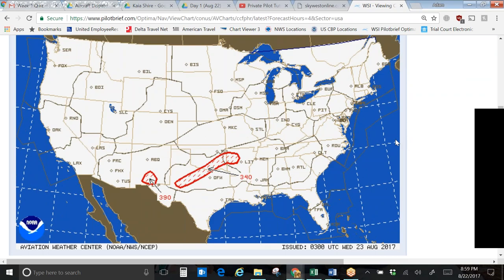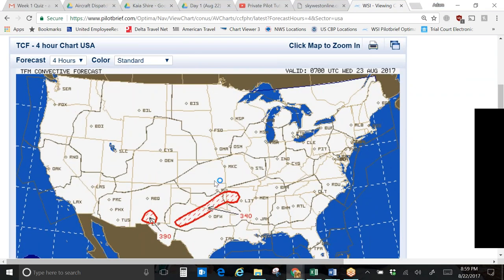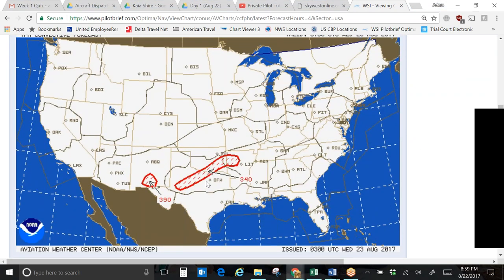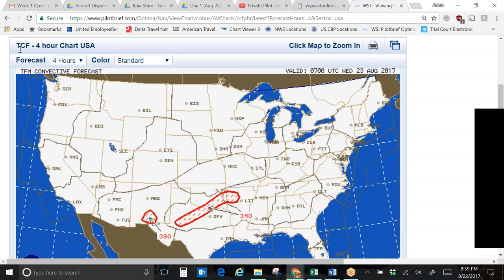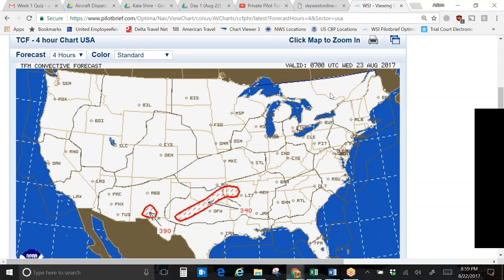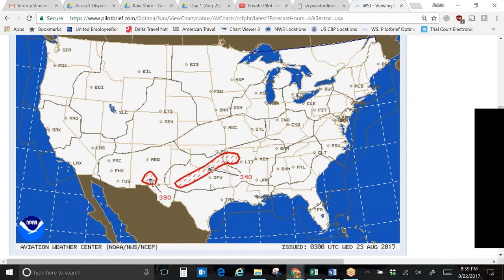Okay, see this right here? This is probably one of the most useful charts that you'll use as a dispatcher. This is called the TCF chart, which stands for Thunderstorm Collaborative Forecast. See these areas right here? The only area it's showing right now is this little circular area down here in southern New Mexico, outlined in red with little dots or lines in it. And down here, this has a thing that says 390 pointing to it.